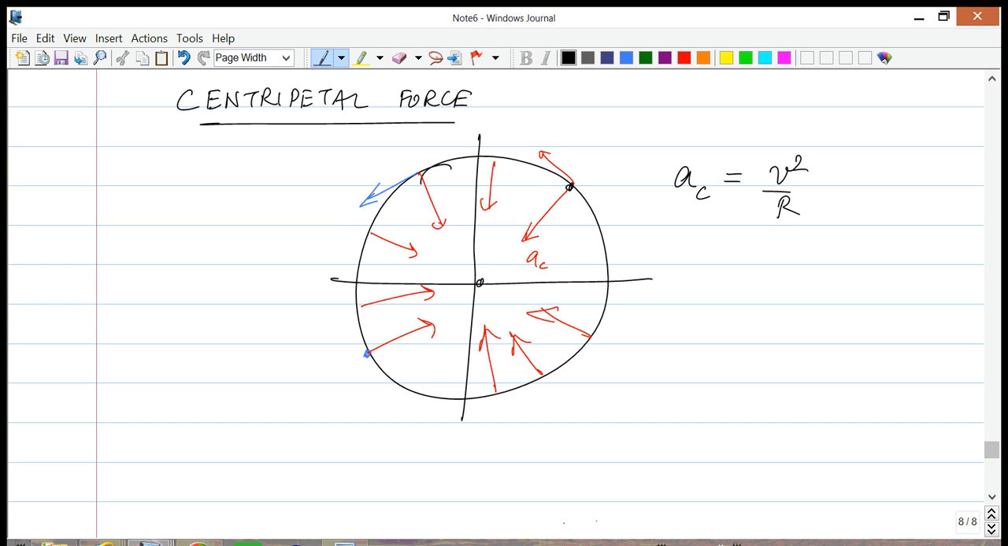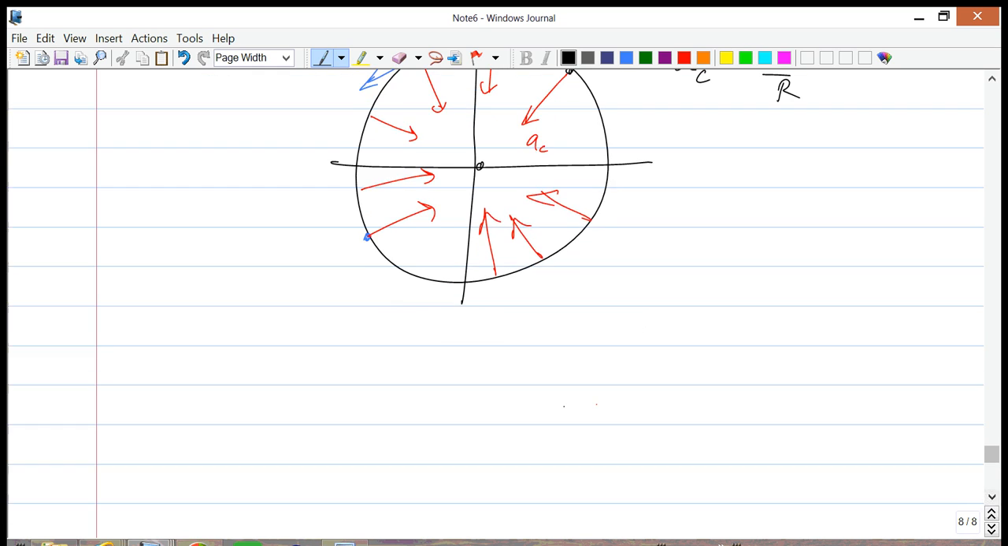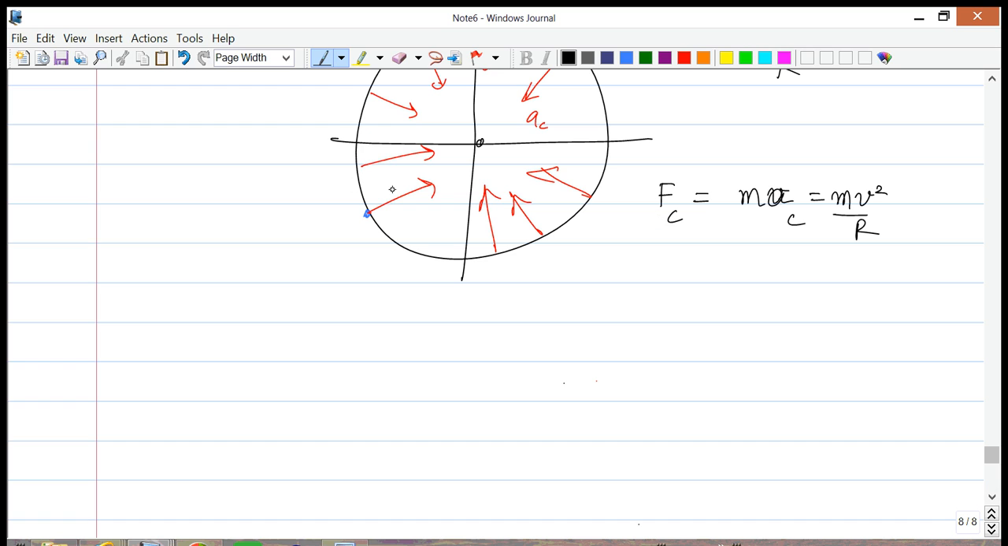Okay? And this is if you're moving in a circle. Whether it's uniform or non-uniform, there is always going to be an acceleration pointing towards the center, and it is equal to a sub c equals v squared divided by r. Now, if there is an acceleration, then we know that there must be a force. We call it F sub c, which is simply equal to m times a sub c, which is m v squared over r. And this force is nothing but the centripetal force. Remember, again, it points towards the center of the circle.